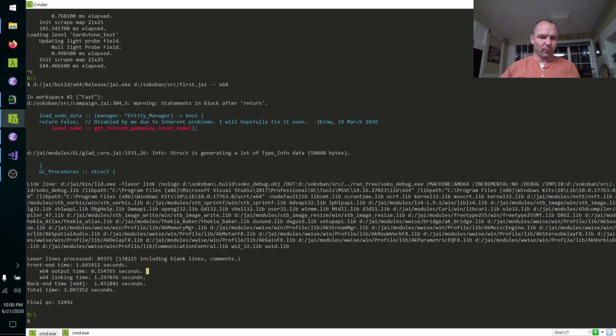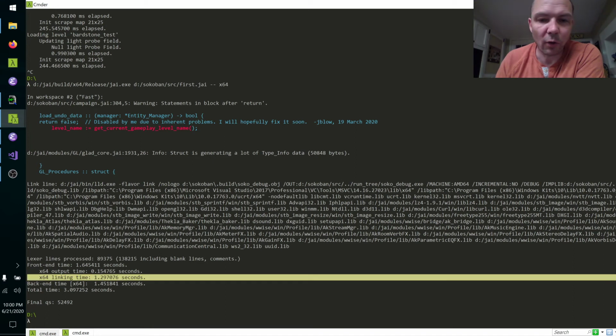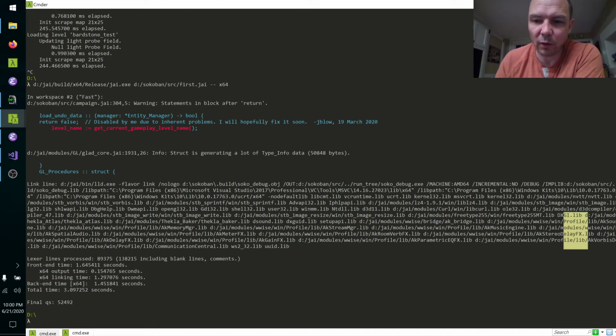When I was at my home desktop machine, it was still 0.8 seconds. So either there's something really slow about this laptop, which is quite possible, or we introduced something really slow in the compiler. And then this link time is just all these giant WWise libraries that we started linking in that we can't really do anything about.